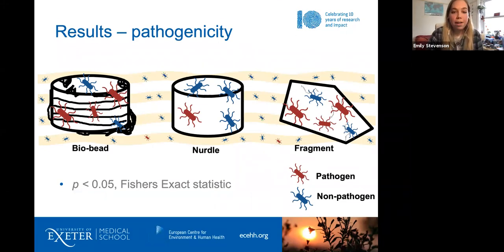Looking first at pathogenicity, so here you can see the 3 microplastics, and then the red bugs are pathogens, so disease-causing organisms, and the blue are non-pathogens or commensals. And what we found was not only were pathogens enriched on microplastics, but different microplastics were differently enriched by pathogens.